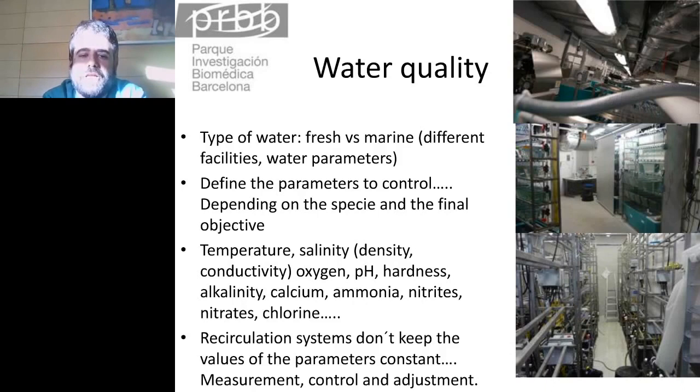The first one are the physical ones, because we measure them with probes, and these are the temperature, the salinity, the oxygen, and the pH. We measure these parameters every day because they are easy to measure and really fast. And the other kind of parameters are the chemical ones that we are going to measure with colorimetric tests. This could be, for example, the alkalinity, the hardness, the calcium, the ammonia, different nitrate compounds, the chlorine, the copper, and many more. So we have to define our parameters, and we should know that these parameters are not going to be stable all the time. They are going to move, and we expect that this movement will be almost the same.